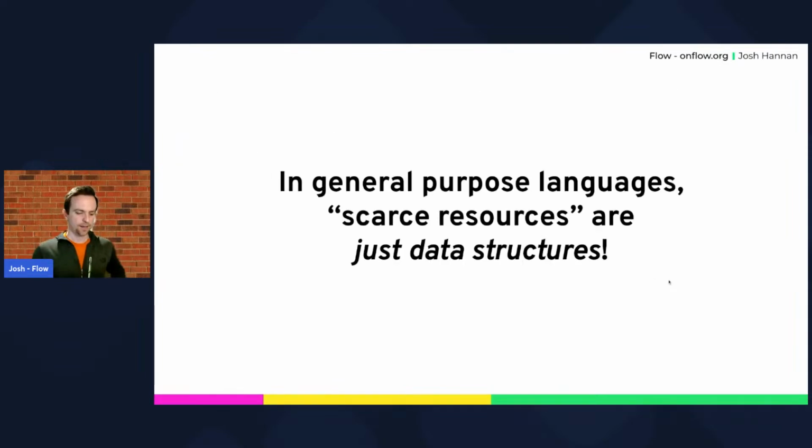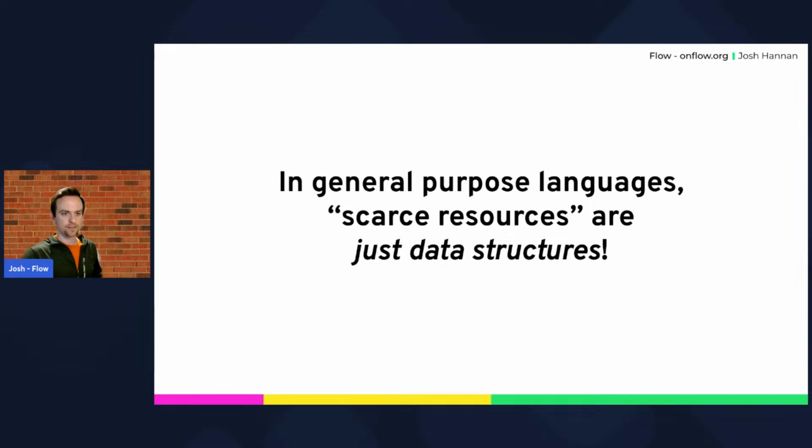And until recently, in general purpose languages, these scarce resources are represented by regular data structures. So money might just be represented as an entry on a ledger in a database somewhere, or a collectible might just be a regular data structure that is stored in a smart contract.